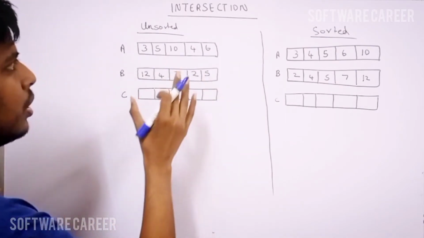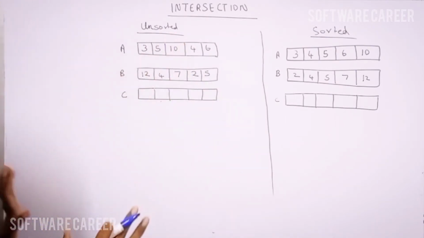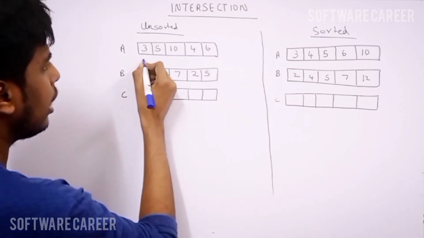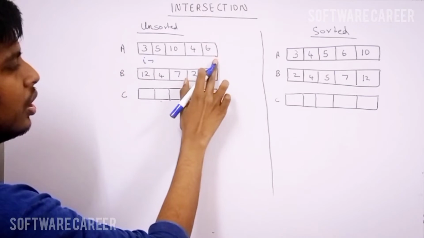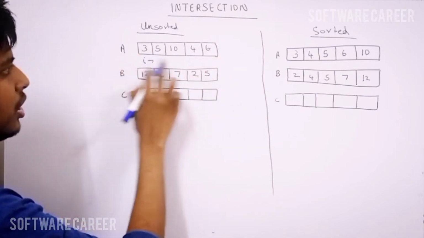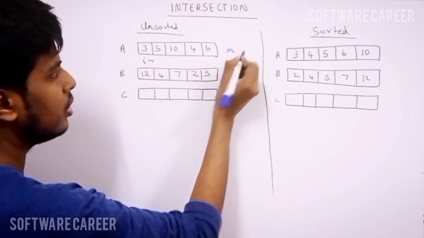Now let's see how it works in unsorted arrays. Now see, I is the index for traveling the A array from 0 to M minus 1.